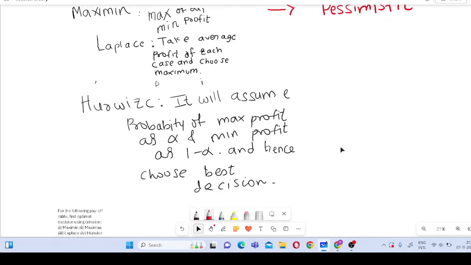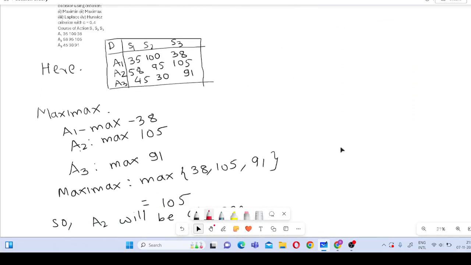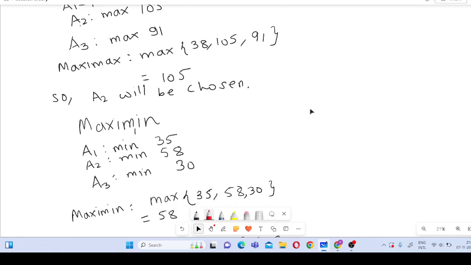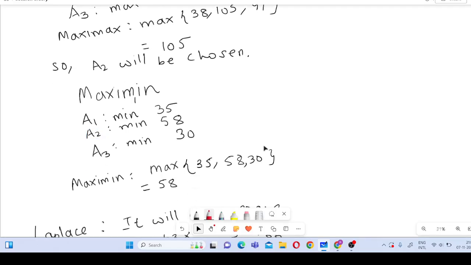For example, in Maximin he will first obtain the minimum of action A1, the minimum of action A2, and the minimum of action A3: minimum 35 for the first action, minimum 58 for the second action, and minimum 30 for the third action. Now he will choose the maximum of these. The maximum is 58, which is from action A2. So he will choose action A2.